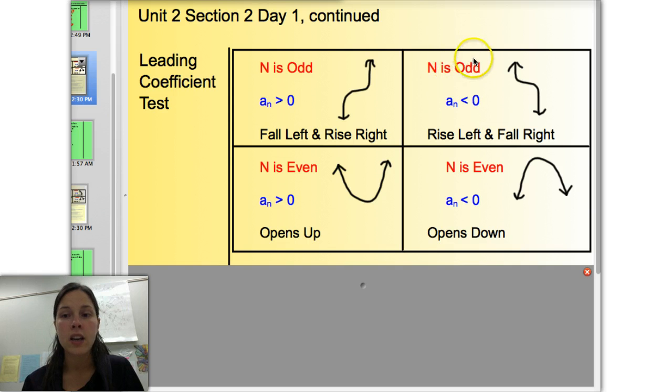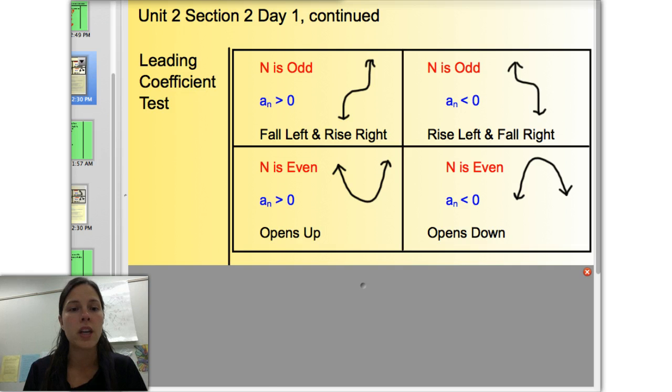Again, if n is odd, you've got that highest power is odd, but the leading coefficient is negative. It'll flip it around and it will rise to the left and fall to the right. If n is even, the highest power of the function is even, and your leading coefficient is positive, your graph will open up, or you can think about it rising to the left and rising to the right. And then finally, if that leading coefficient is negative with the highest power even, it'll open down or fall to the left and fall to the right.